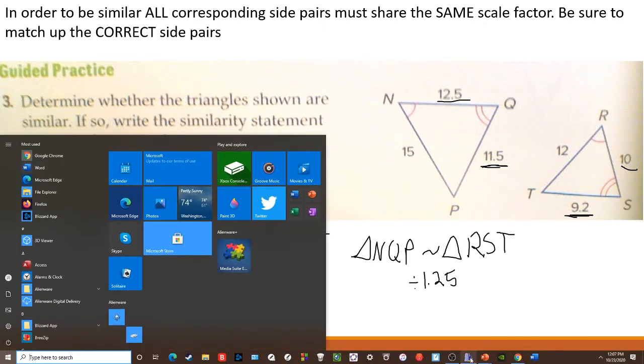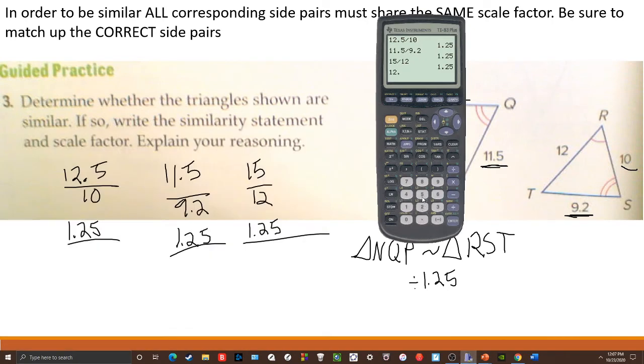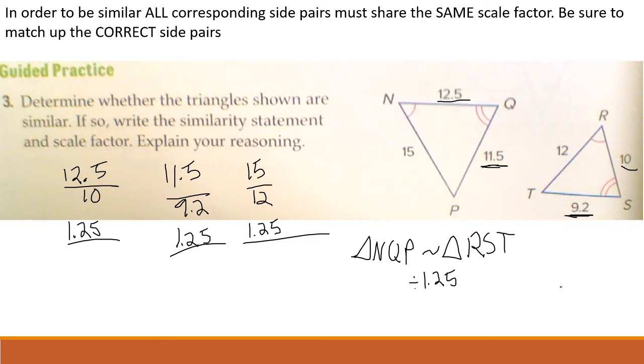Just to prove that to you here, 12.5 divided by 1.25 is 10. 11.5 divided by 1.25 is 9.2. Now, I could say the scale factor is also multiplying by 1.25 going the other way. This scale factor is going from NQP to RST. If I want to go the other way, it would simply be multiplying by 1.25, which you can write as a fraction as well. You don't necessarily need to write it as a decimal. But that's how scale factor works: you divide by the scale factor to go to the smaller one, you multiply by the scale factor to go to the bigger one.